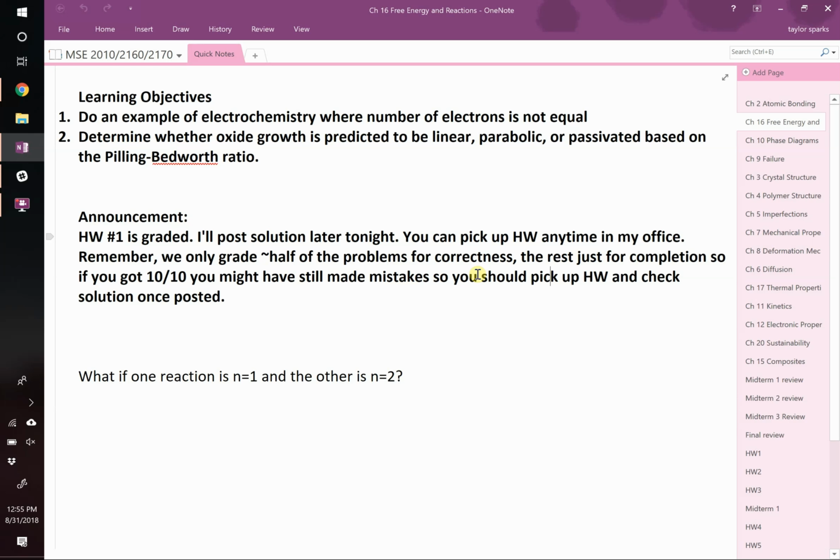And then the last thing we have to cover in this chapter before we move on is oxide growth, and how do you actually predict what type of oxide will grow? Will it look like Swiss cheese, or will it be completely dense? Will it chip off? Will it not? We have a way to sort of estimate that works pretty well.